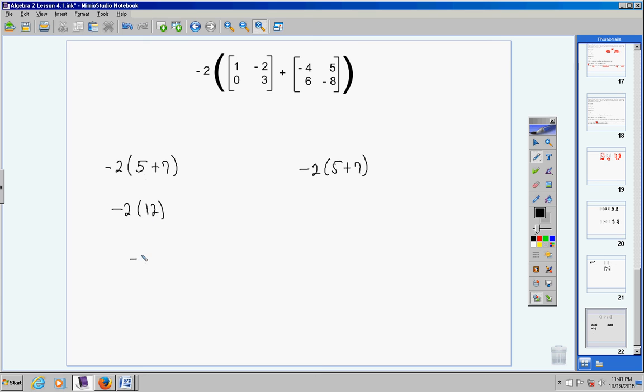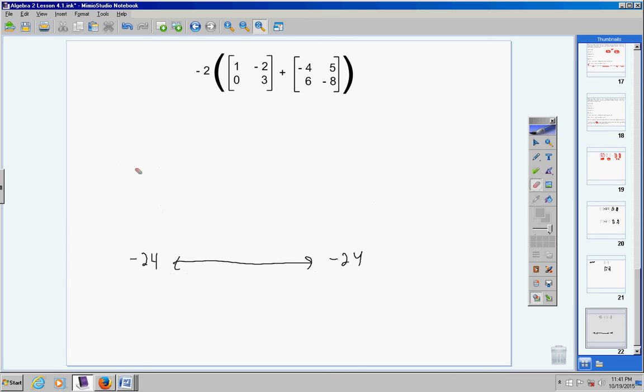Then you get what? Negative 24. Or you could take this negative 2 and multiply it through. Negative 10, negative 14, negative 24. Either way, you get the same answer, okay? It's the same thing up here with matrices.